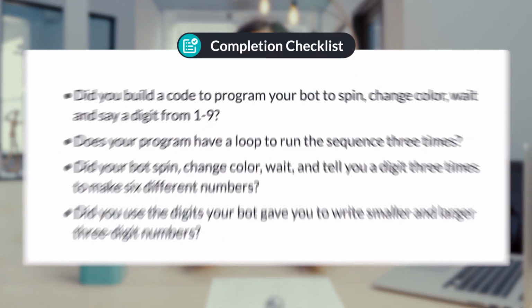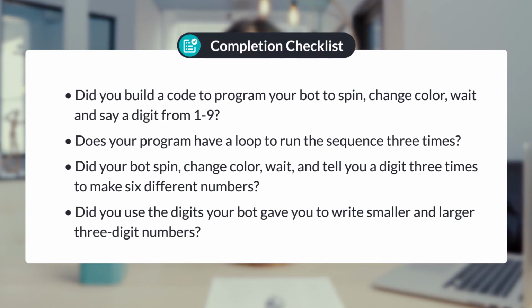Check that you have completed the activity. Did you build a code to program your bot to spin, change color, wait, and say a digit from 1 to 9? Does your program have a loop to run the sequence 3 times? Did your bot spin, change color, wait, and tell you a digit 3 times to make 6 different numbers? Did you use the digits your bot gave you to write smaller and larger 3-digit numbers?